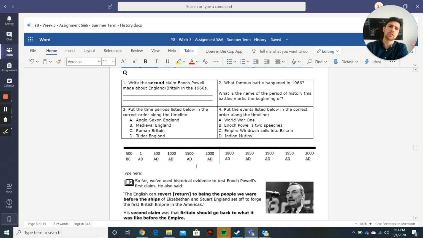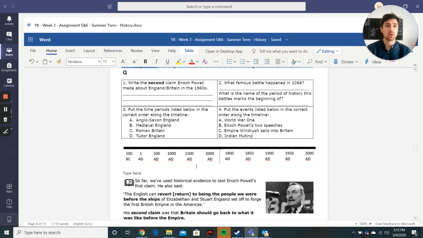So the obvious question here for me, and that's what we're going to explore in this lesson, is what was England like before the Empire? Because Enoch Powell seems to be suggesting that England was an exclusively white place. There were no people of colour. There were no people of different backgrounds. They were all Anglo-Saxon white people. So really, we're going to test that and see if that's true in this lesson.